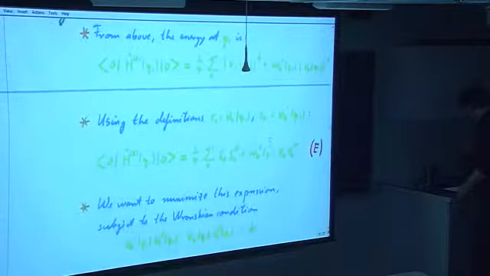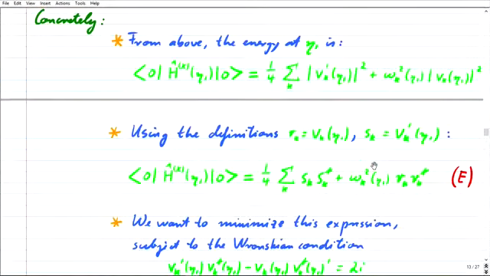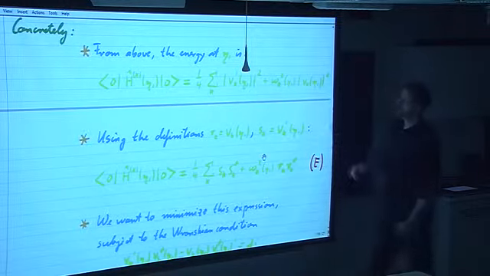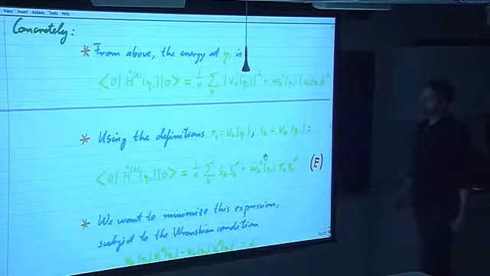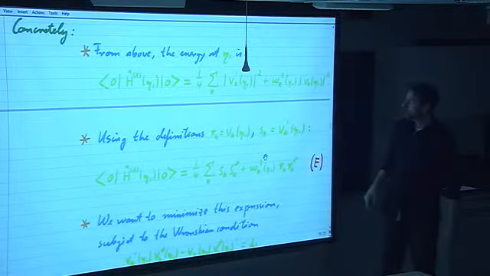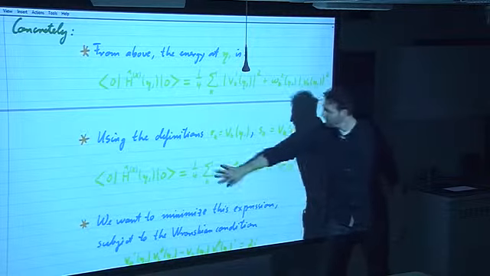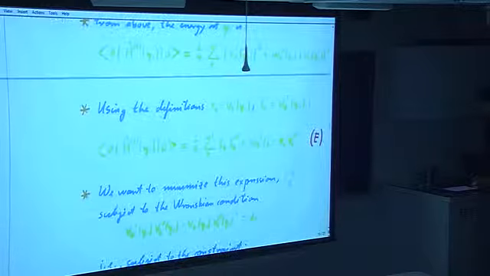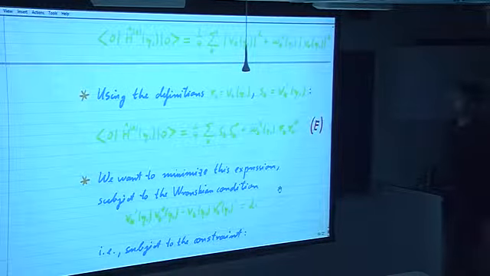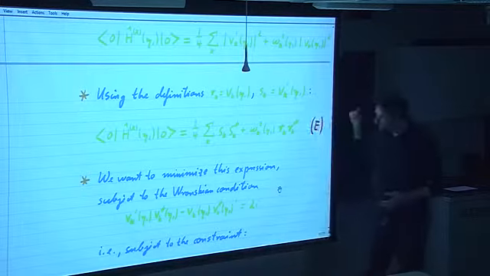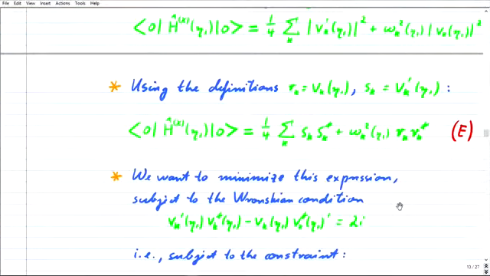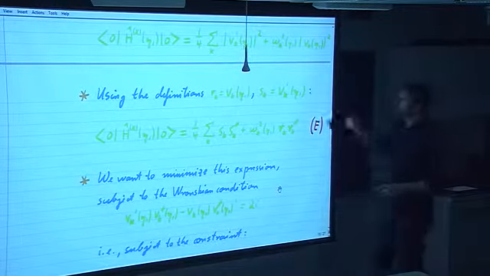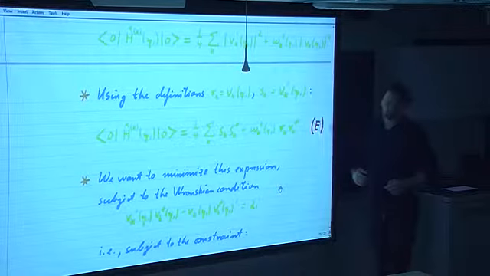Concretely, from above, the candidate for the vacuum energy, dependent on the mode functions, is given by this. Again, I just carried it forward unchanged. And using those definitions R and S, we can write the energy expectation value in this way, as functions of R and S. We want to minimize that expression. We want to choose mode functions in such a way that this energy, the vacuum energy, comes out as small as possible. Now, we cannot choose our v and v prime completely arbitrarily.